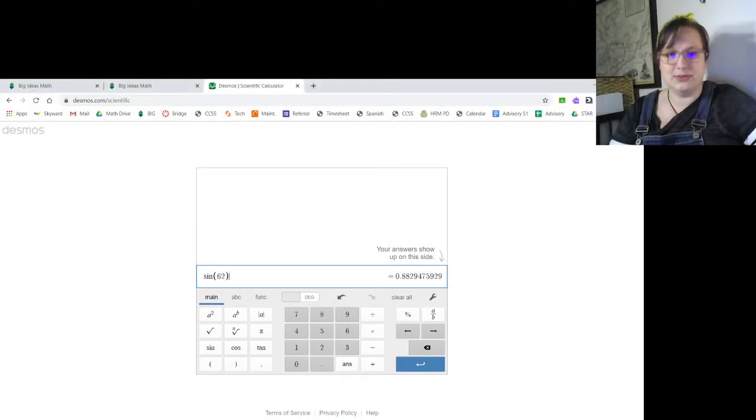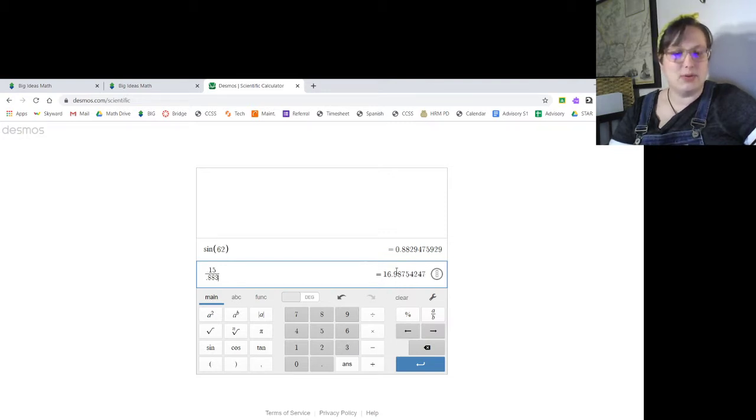I want to do this. I wonder if I can manipulate this. I'm going to do 15 divided by, can I click on this? No. 0.883. Let's round to 3 because it's 0.8829. So I get 16.987, which will round to about 17, which is fine.